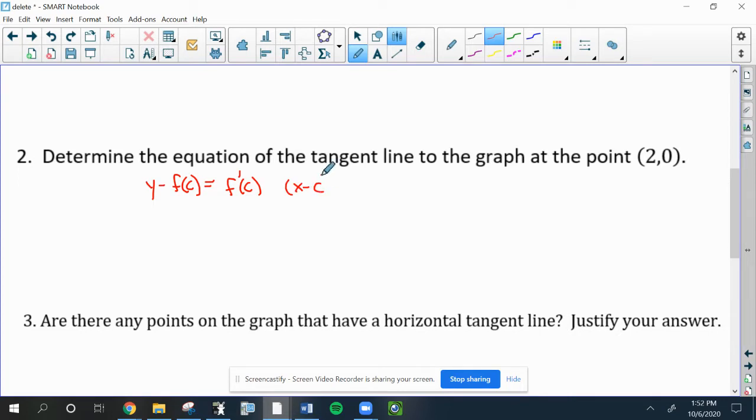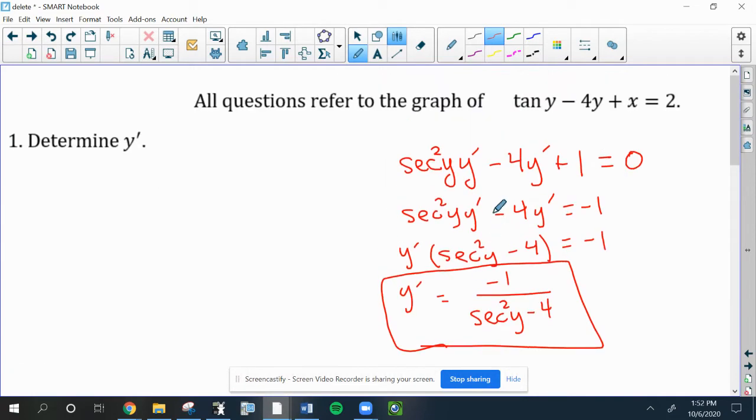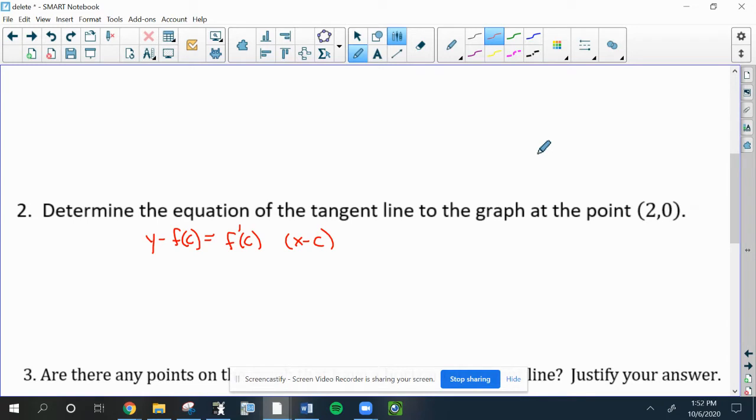Now, that's for a function of x. This is a function of both x and y. So is that really valid here? But we can make it work. See this f prime of c? The derivative is based off x and y. So really the only adjustment we need to make is x comma y being this.